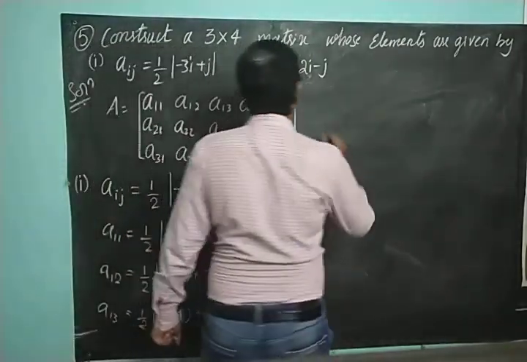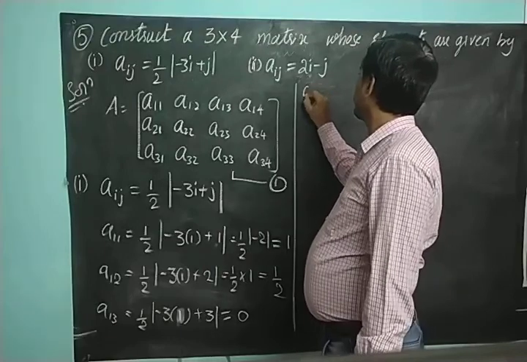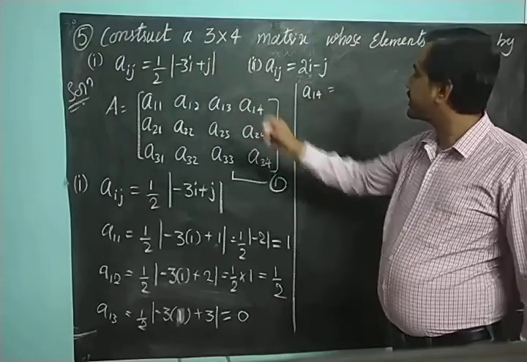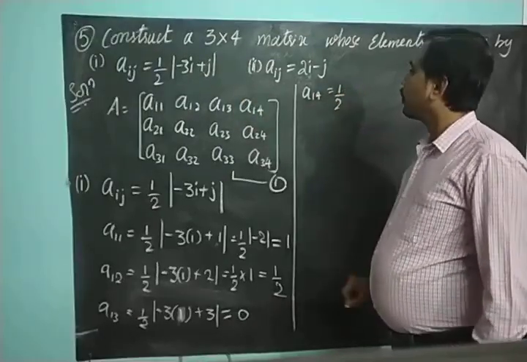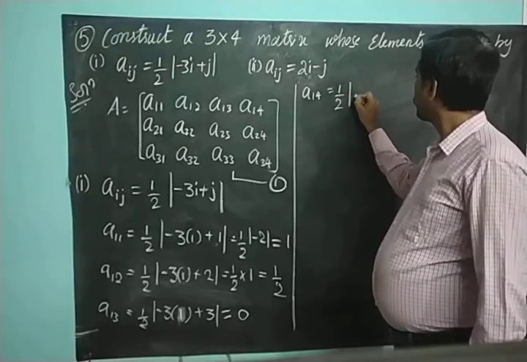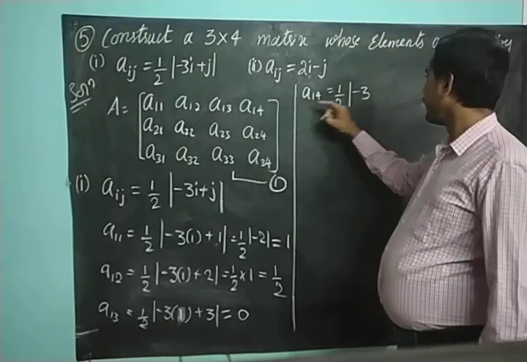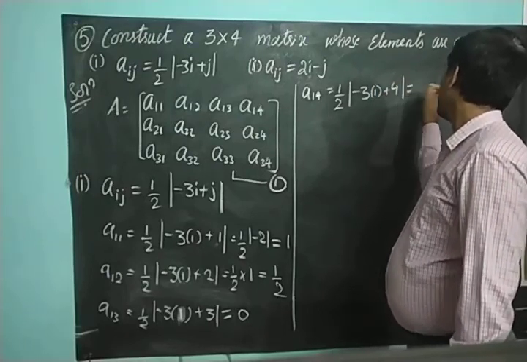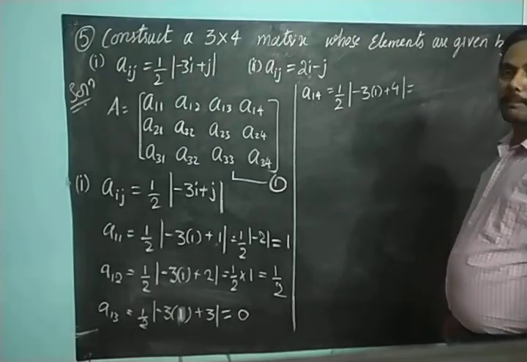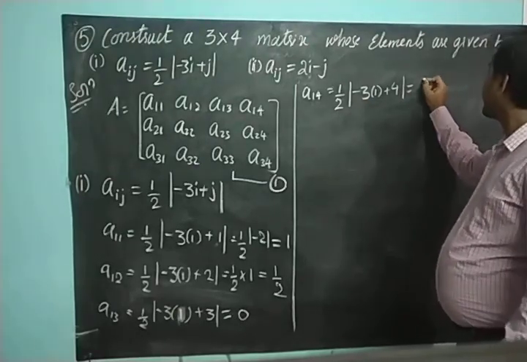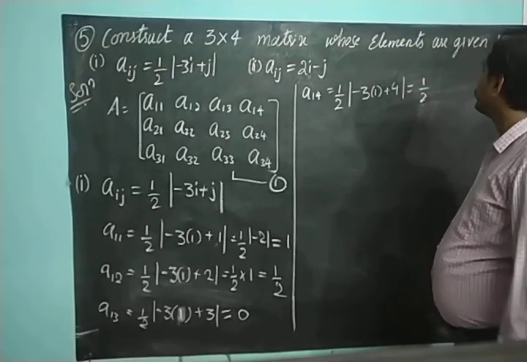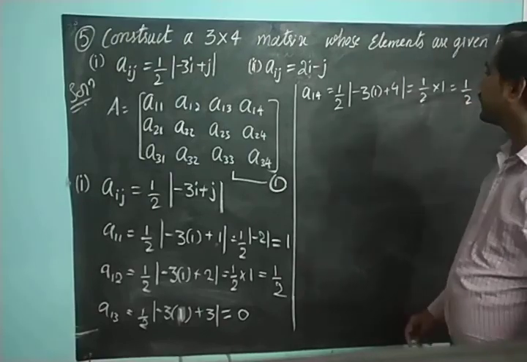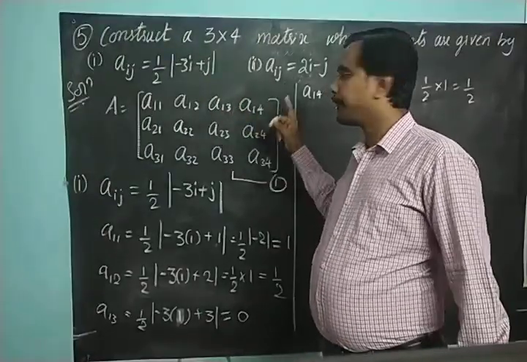Now let us find A14. So once again apply the same formula. 1 upon 2 minus 3. What is I? 1. What is j? 4. So it is minus 3 plus 4 is plus 1. So plus 1 divided by 2, that is 1 by 2 into 1 will be here, 1 by 2. Right? So A11, A12, A13, A14 we have found out.